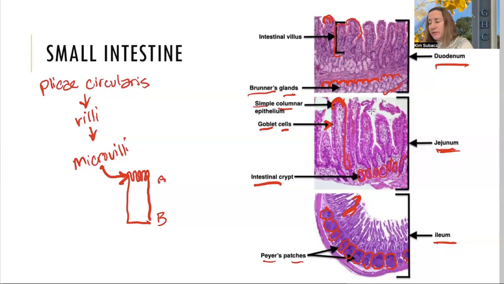So these are the three different parts of the small intestine. Duodenum starts at the top, then we have jejunum in the middle, and we have ileum, which is also several feet long, the very, very last stop before we head out of the small intestine and go into the large intestine.